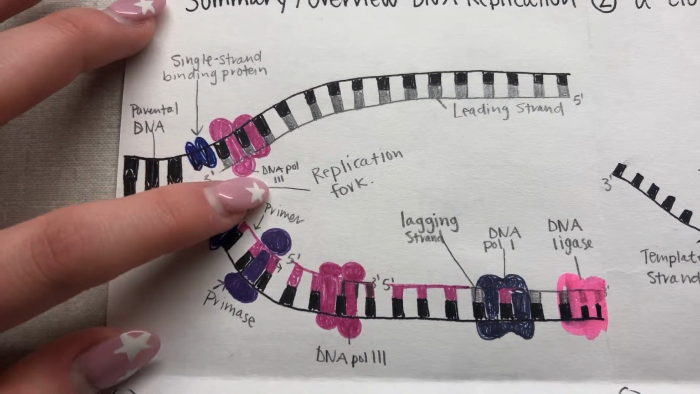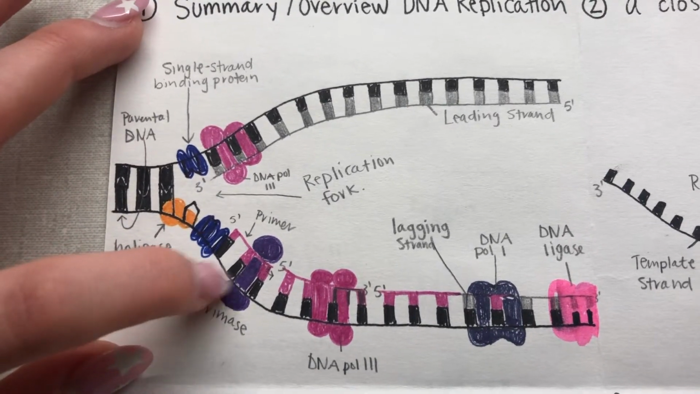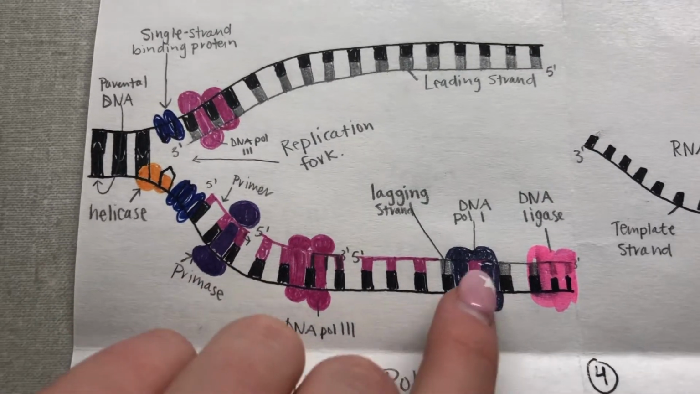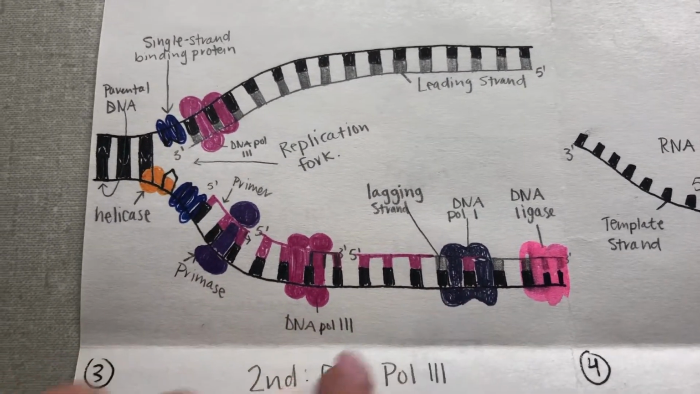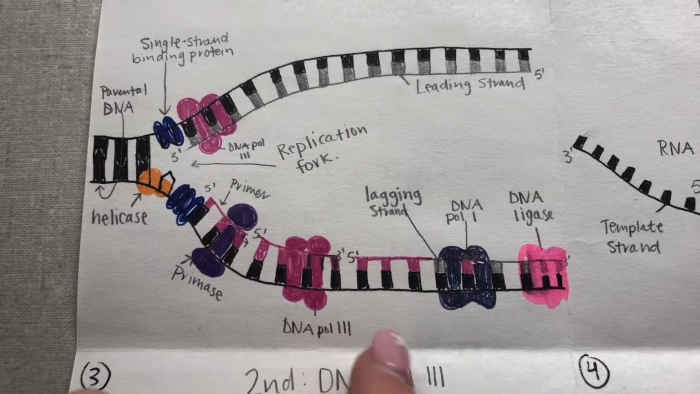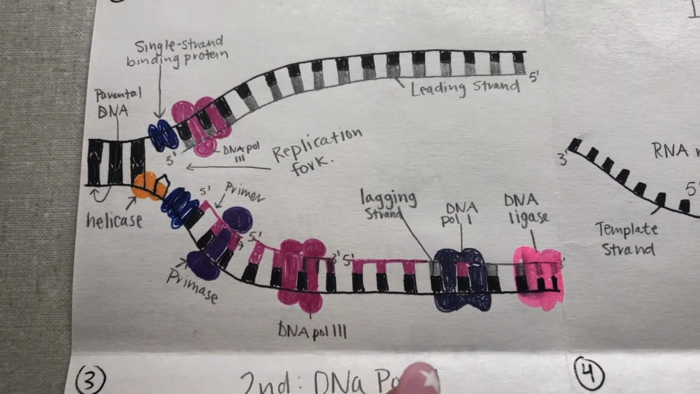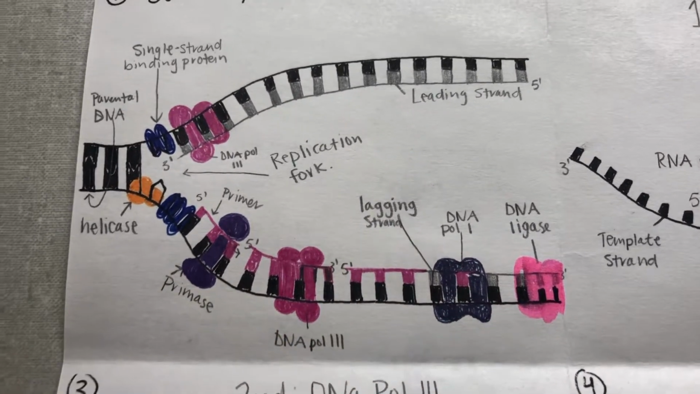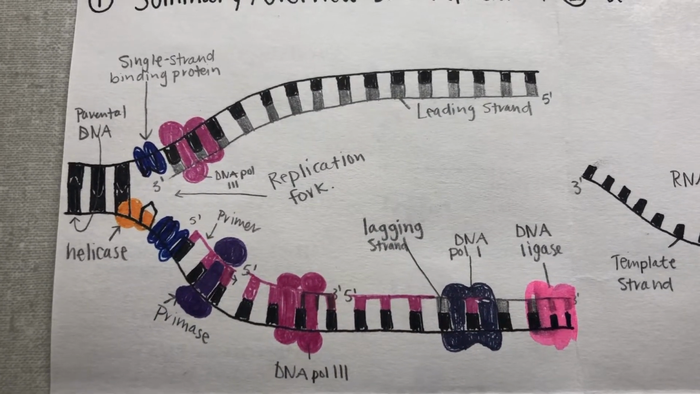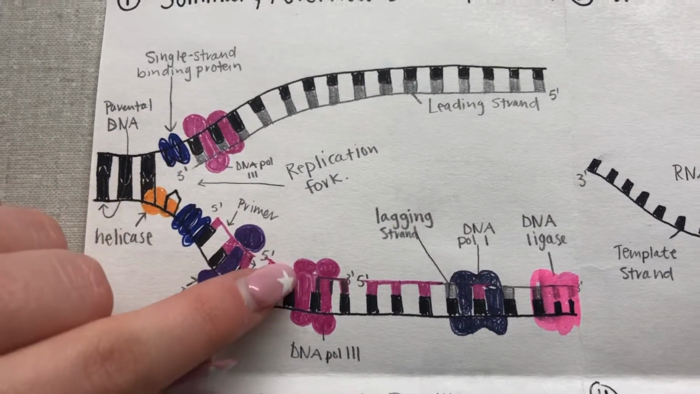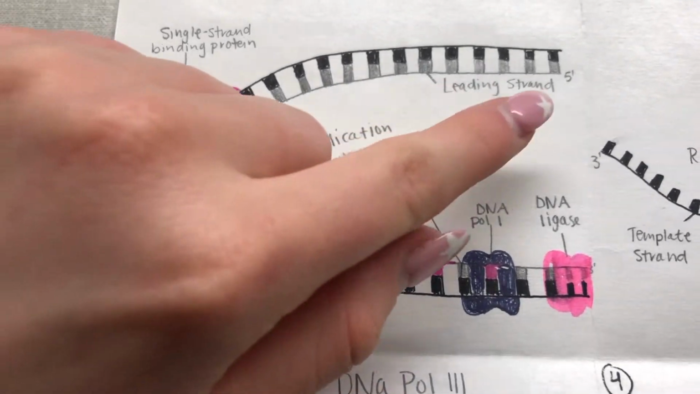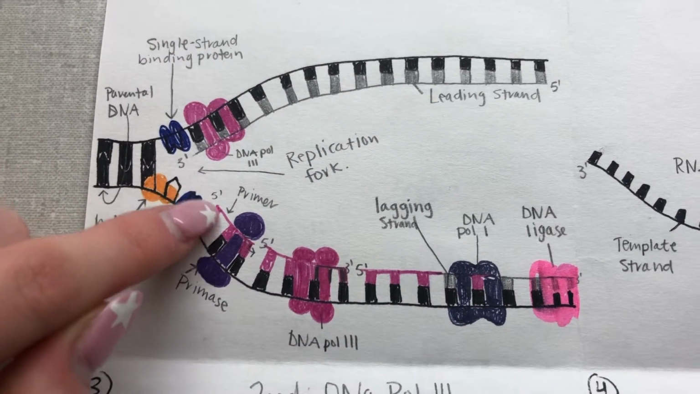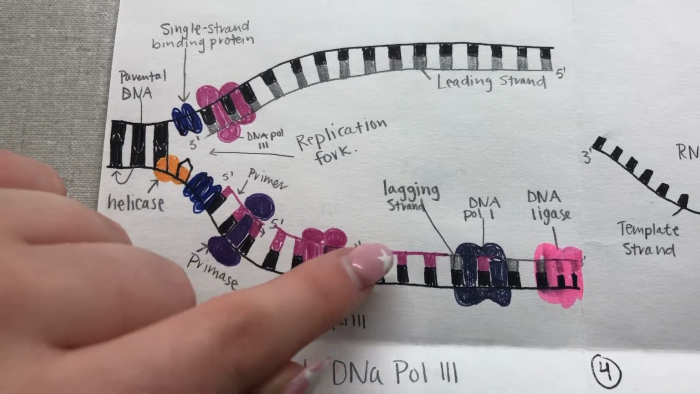DNA Pol 3, primase, primer. DNA Pol 3 again on the lagging strand. DNA Pol 1, notice how it comes after Pol 3, even though it's 1. Keep that in mind. It might try to trick you. And then this is DNA ligase. Notice how the leading strand and lagging strand both are being formed in the 5' to 3' direction. 5' to 3', 5' to 3', 5' to 3'.